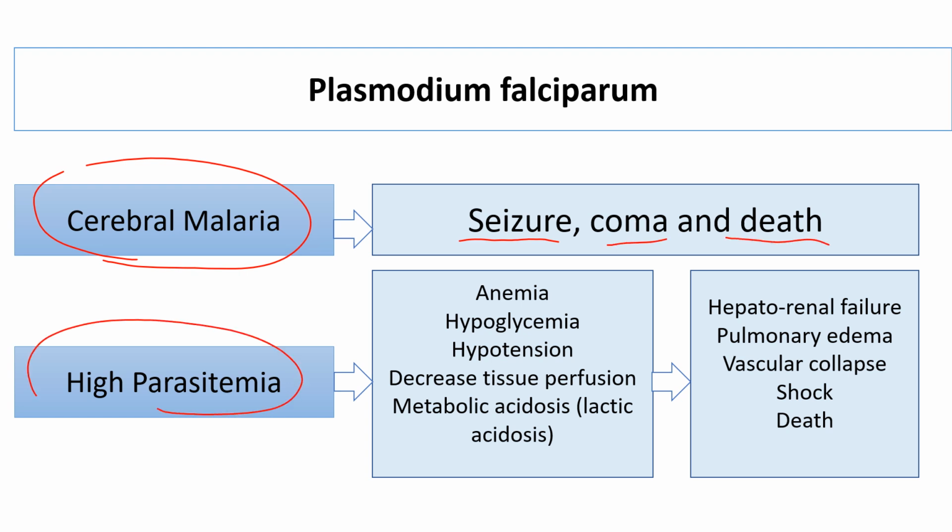High parasitemia, or high burden of parasites in blood, can cause anemia, hypoglycemia, hypotension, decreased tissue perfusion, metabolic acidosis because of lactic acidosis as a result of decreased tissue perfusion, hepatorenal failure, pulmonary edema, vascular collapse, shock, and death.